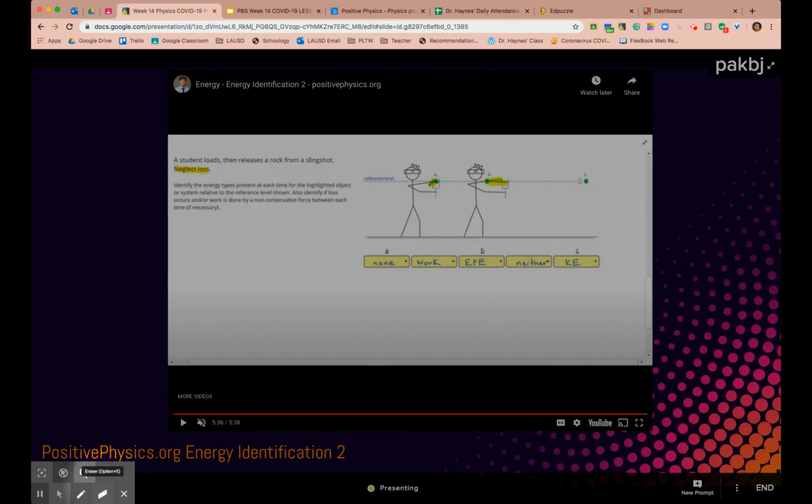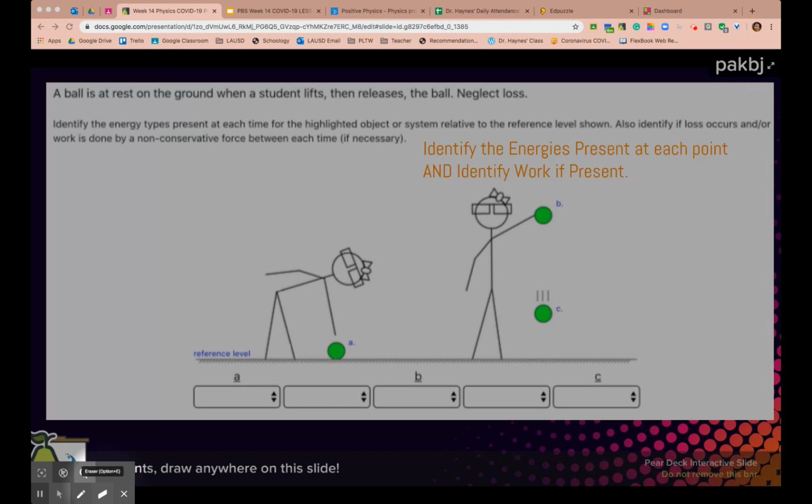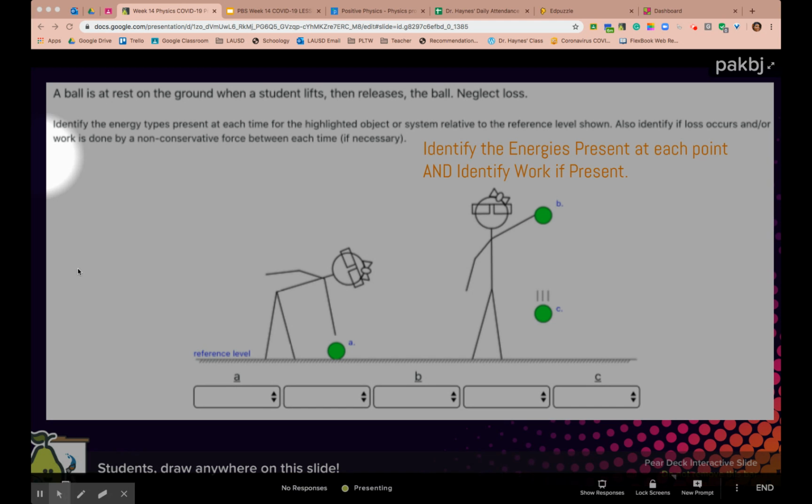All right, let's see if we can test this out together. Let's try this question here. We'll just do one test one and I'll show you your assignment. So this one here says a ball is at rest on the ground. A student lifts, then releases the ball.